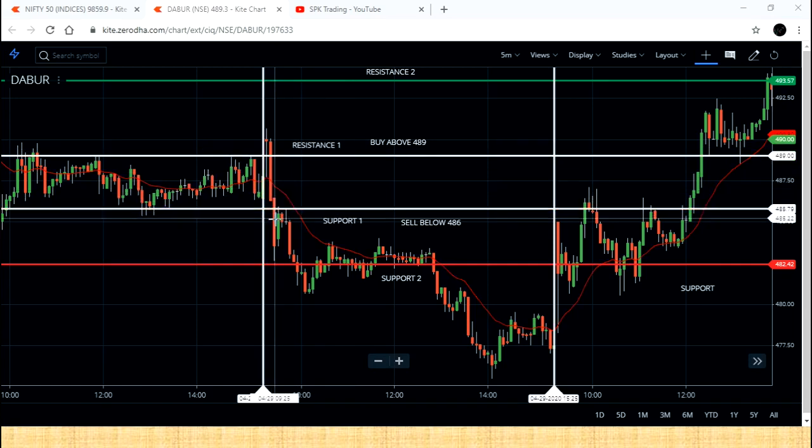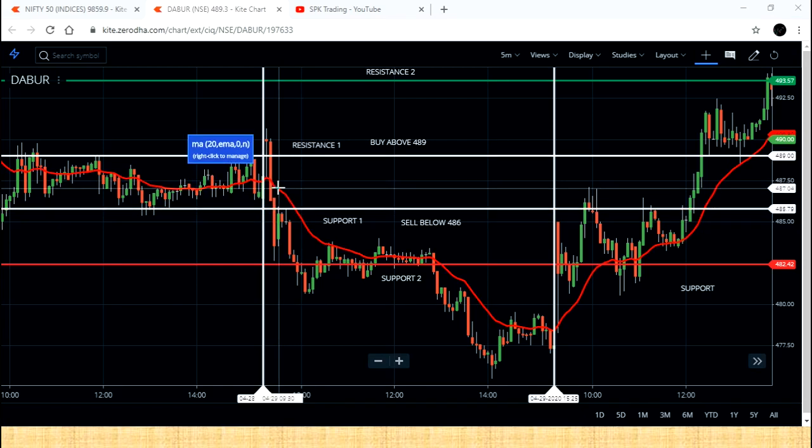And see, after 9:30, the 5 minutes candle closed below support 1. Okay, and see the moving average. You can see my last video. I uploaded one video there, a combination of price action with EMA, exponential moving average. You can see that one also.